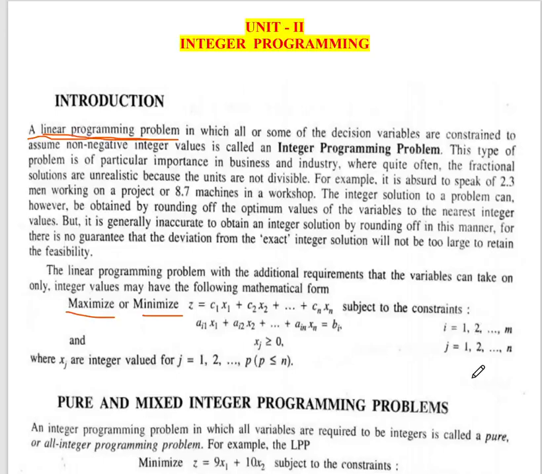This integer program is divided into two types. First is the pure integer programming problem, and second is the mixed integer programming problem. Generally, integer programs are divided into two types: first is pure and second is mixed. So what is the pure integer programming problem? We will see the definition first.